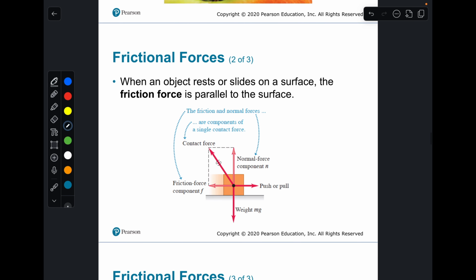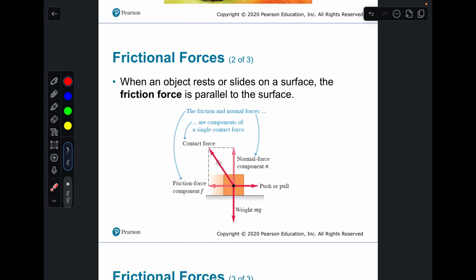So let's take a look at the friction force in a typical situation of a box sliding on the ground. So we draw a free body diagram. We have the normal force, we have the weight force, and then the force of the push or the pull moving the box. And then if there's friction on the surface, you're going to have a frictional force pointing in the opposite direction of the motion.